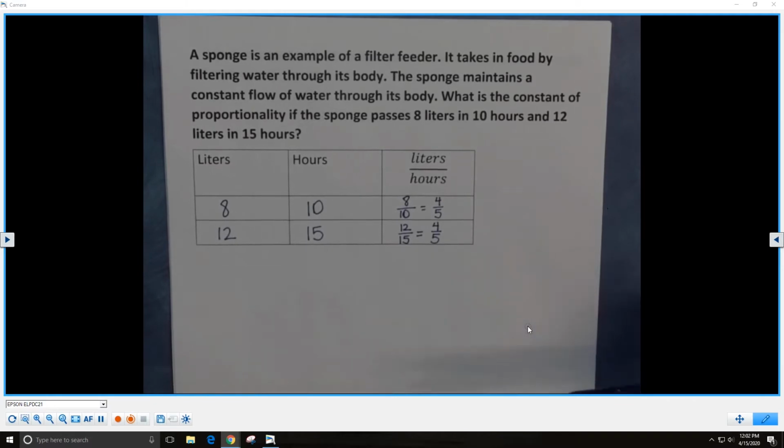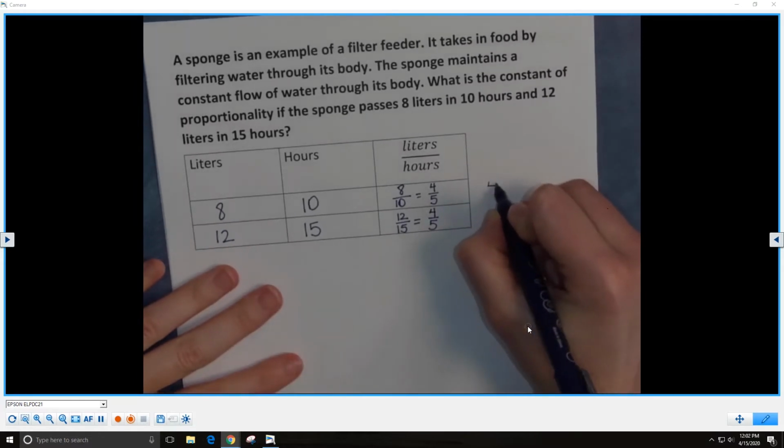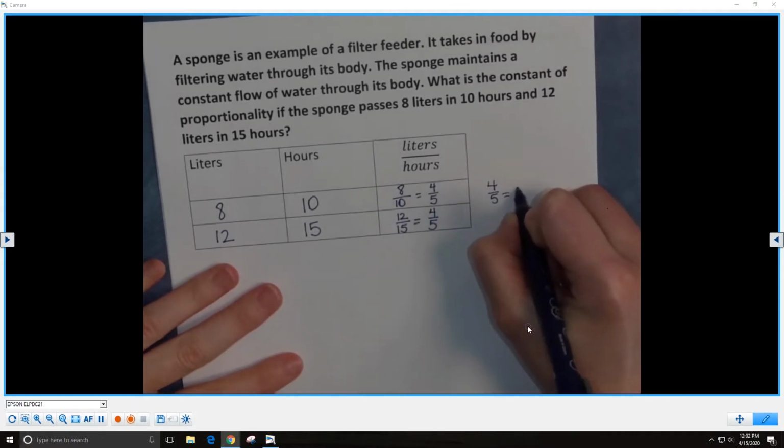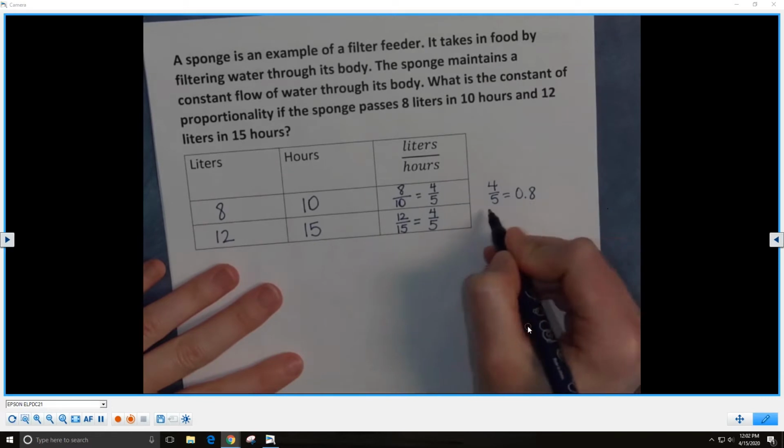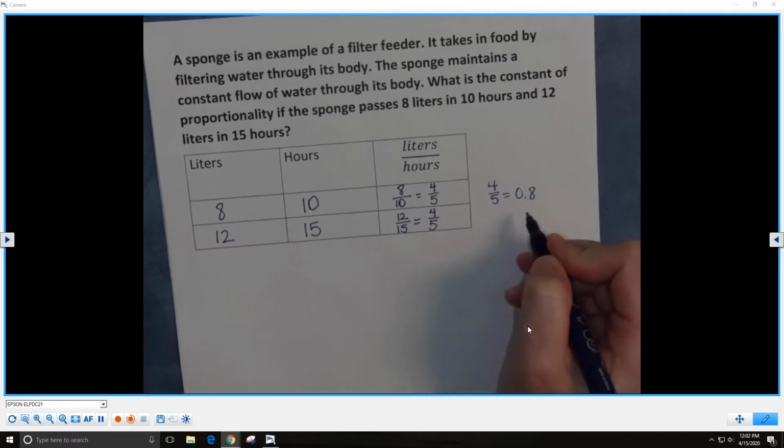Remember that we discussed in a previous lesson that it's a proportional relationship if both of these unit rates, or both of these ratios, are equivalent to one another, and they are, so it is a proportional relationship. And the constant of proportionality is that 4/5. And remember that 4/5 is also equivalent to 8/10. So there's our constant of proportionality.